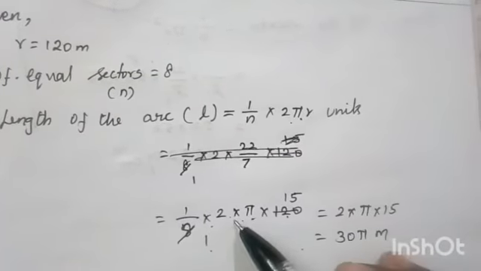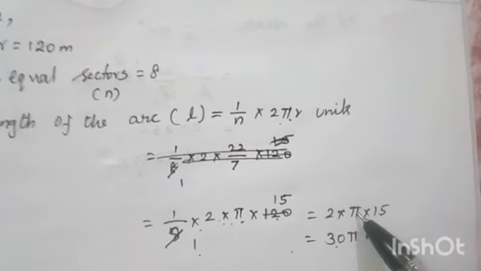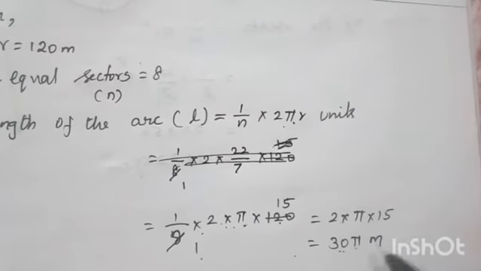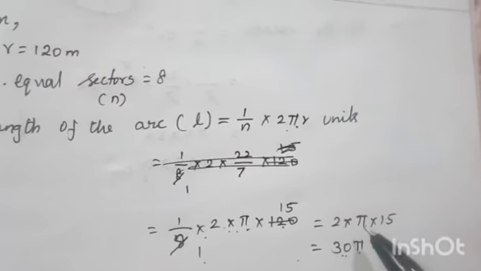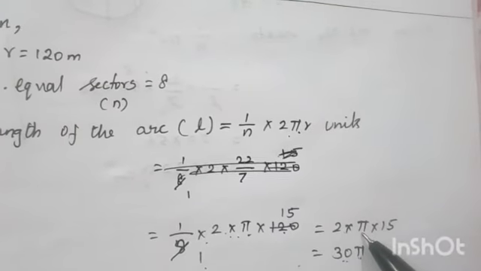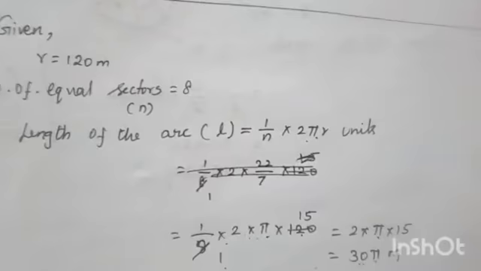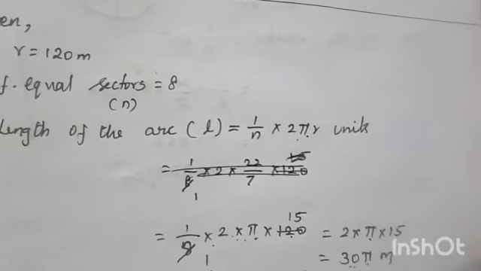After cancelling, we have 2 into pi into 15. 2 into 15 is 30 into pi. 30 pi meter. This is enough. You need not substitute the value for pi as 22 by 7 or 3.14. Directly take it as pi. So the length of the arc equals 30 pi meter.